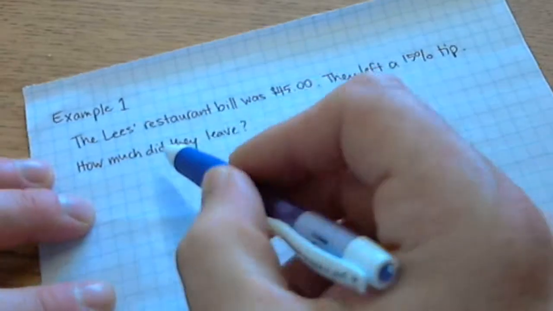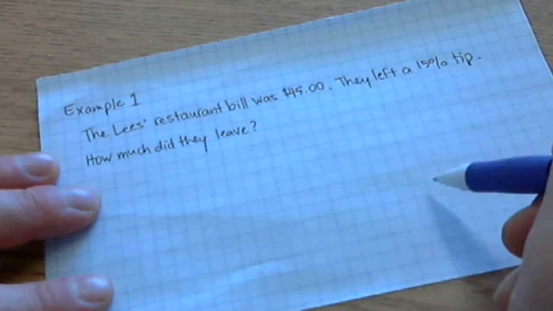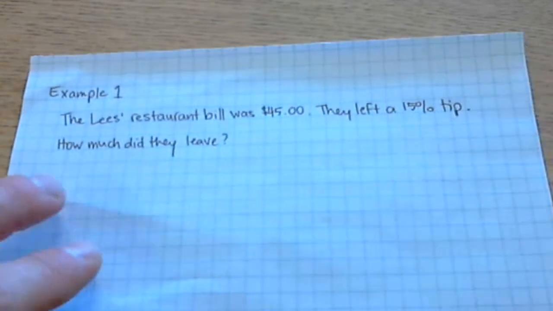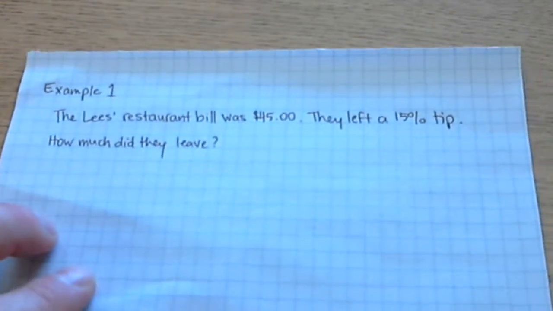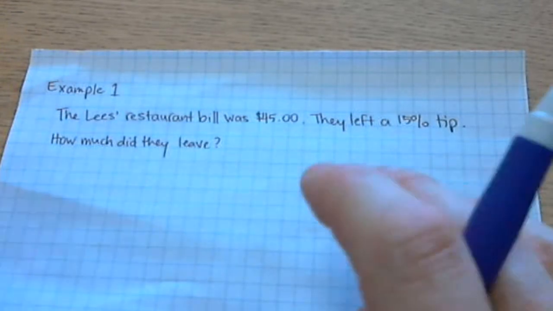So, first example here, it says the Lee's restaurant bill was $45. They left a 15% tip. And then how much did they leave? When you go to a restaurant, obviously I'm certain every one of you have been to restaurants before. It's customary for you to leave a tip for your server after the bill has come to thank them for good service. When I was a kid, it was 10%. It has since gone up to 15%. And I'm even hearing these days that 20% is more and more customary. But we're going to go with a 15% tip.